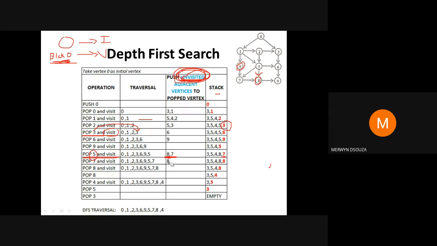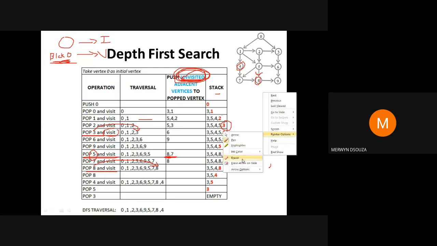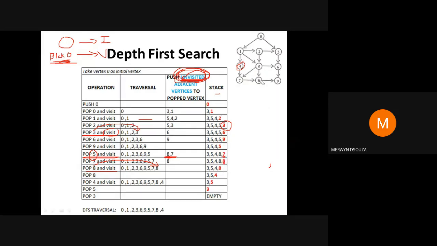Push 8 on the stack because it is not yet visited. It does not matter that 8 is already there on the stack, like I told you before. So you delete this topmost element and visit. When you are visiting, write it here in the answer and remove the red circle. So one 8 is deleted, now delete the second 8.